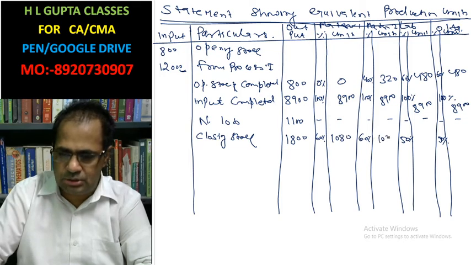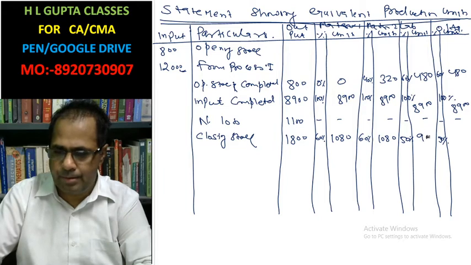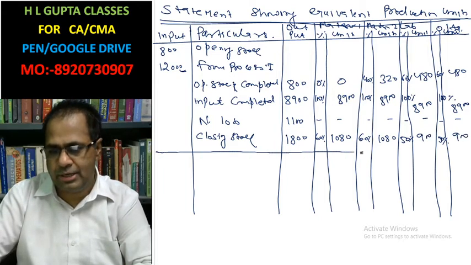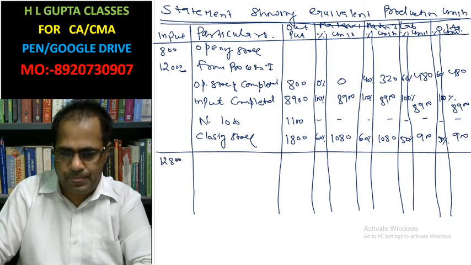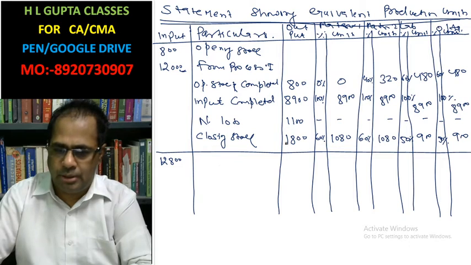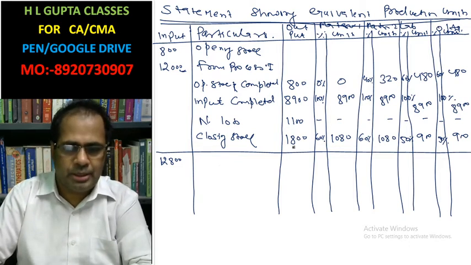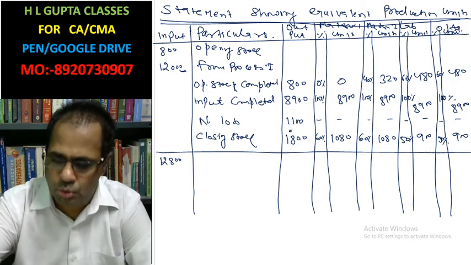1080, 900. Now add all of these. After adding, you will get 12,800. Here 8900, 1080, closing stock.